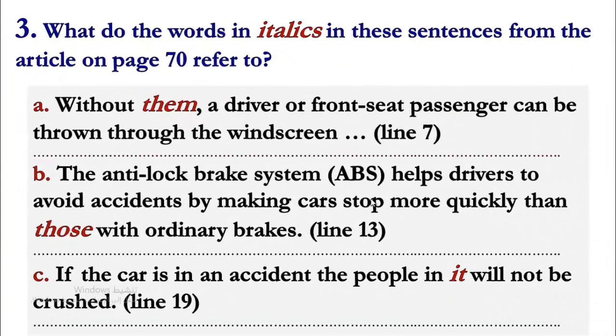Exercise 3. What do the words in italics or in red in these sentences from the article on page 70 refer to? Read the text again to decide what these words refer to. Number A, without them. What are them? Without them, a driver or front seat passenger can be thrown through the windscreen. Let's now check our answer. Read all these statements to answer and know what these words refer to.